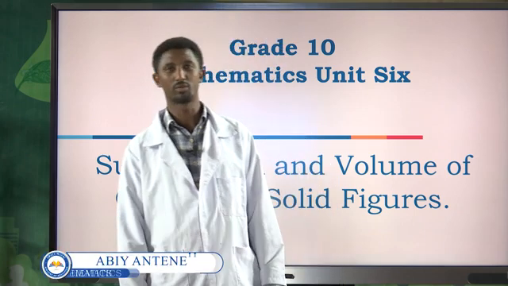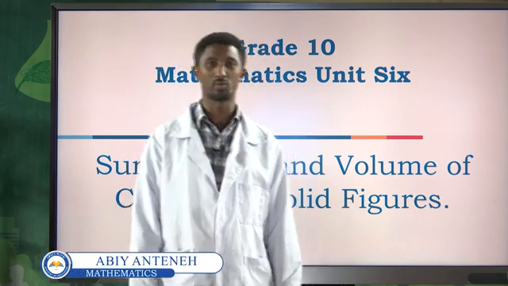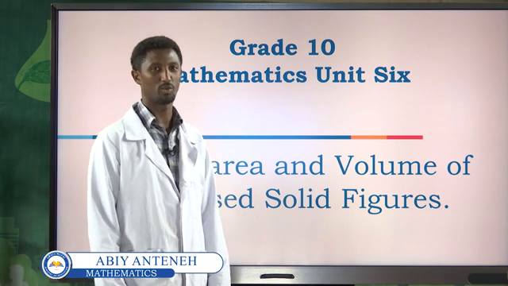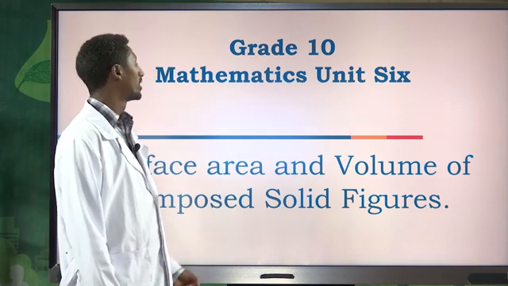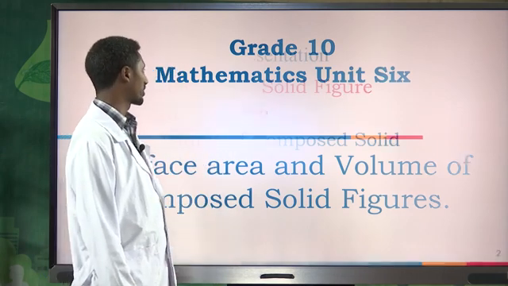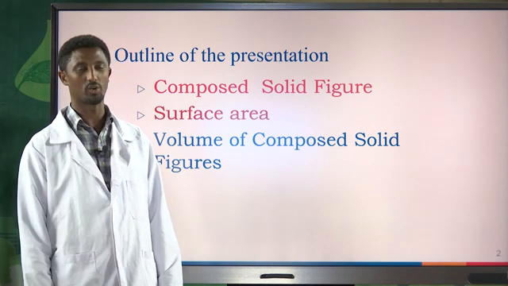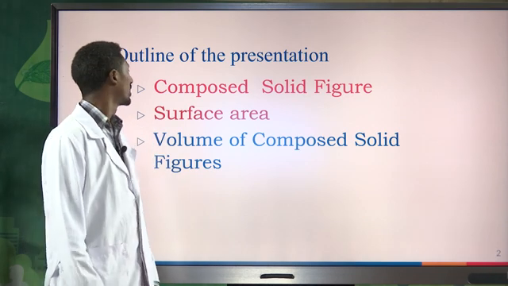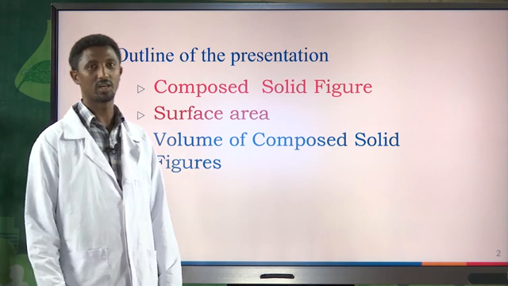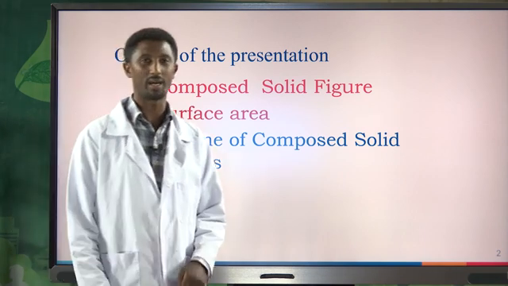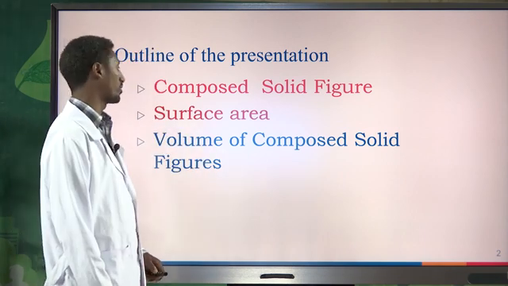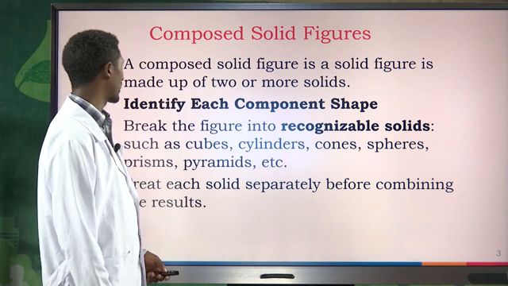Hello, welcome to Grade 10 Mathematics Unit 6, which is surface area and volume of composite solid figures. Here we'll try to see these points. What's a composite solid figure and how we can compute surface area and the volume of composite solid figures. So we'll try to see different composite solid figures and how we can evaluate the surface area and the volume of those composite solid figures.